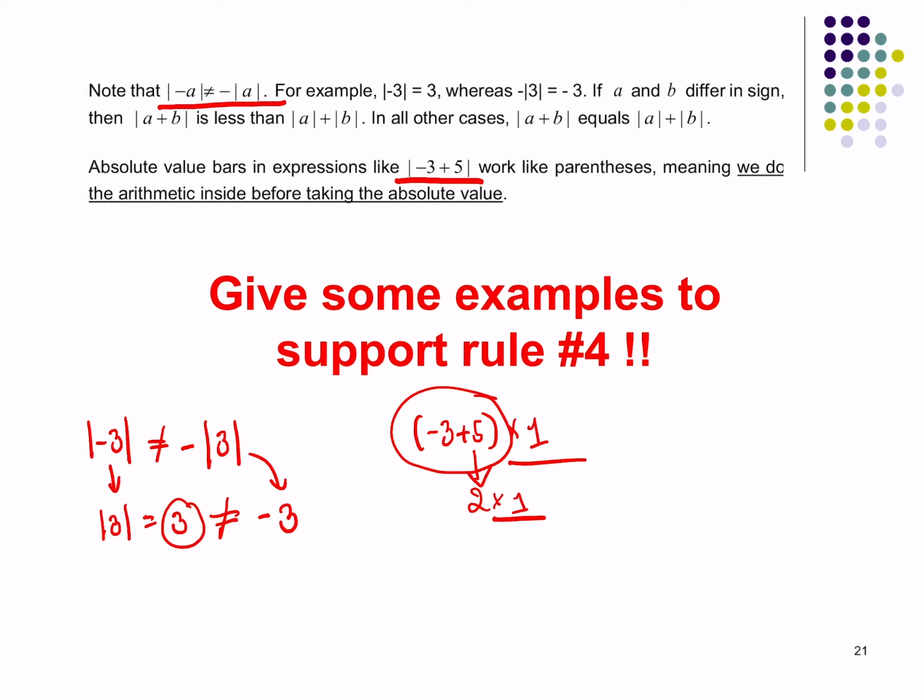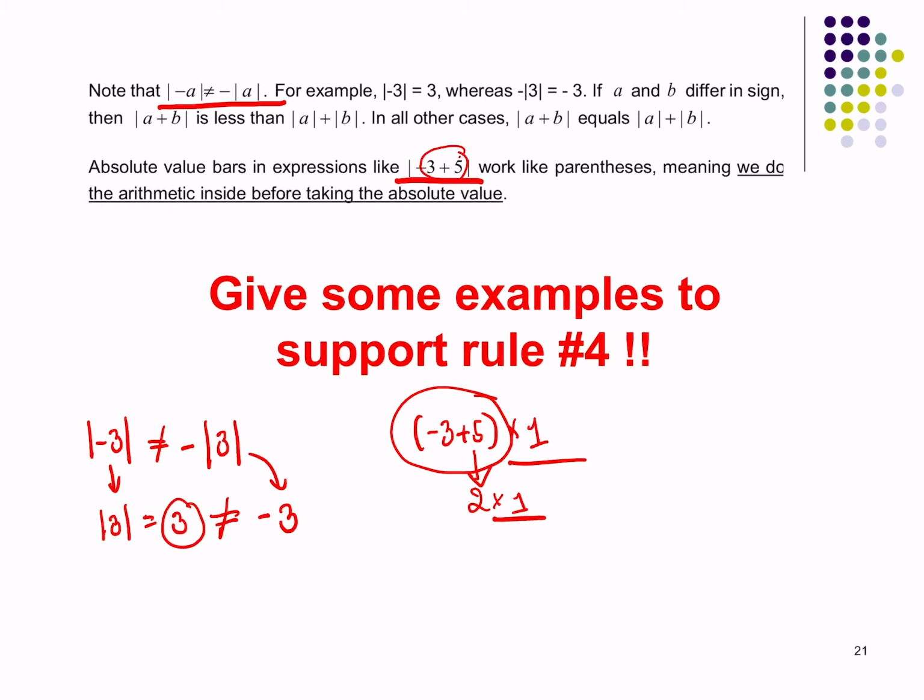And that applies to the absolute sign as well. We do the arithmetic inside the absolute sign first before we take the absolute value. You have to add minus 3 and 5 first, and then after you get the result, you take the absolute value of that result at the final step.